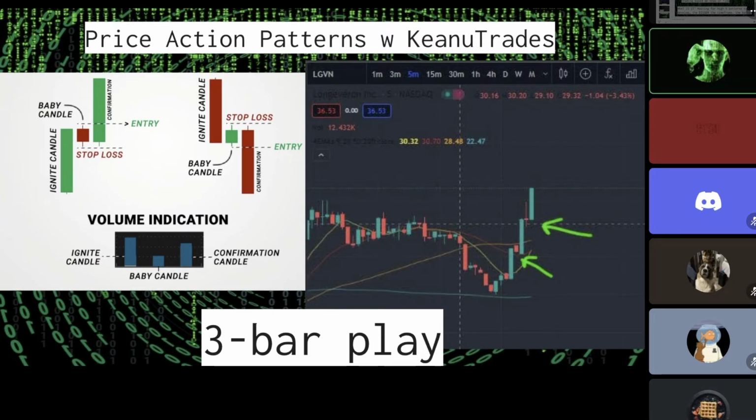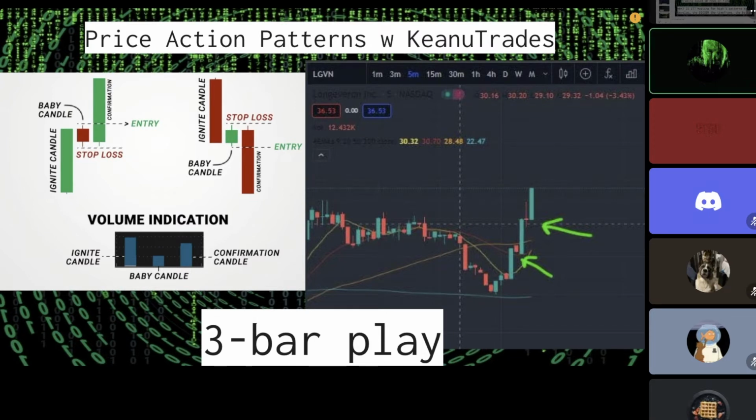And so one of the easiest patterns here: the 3-bar play. It's like, hey, when was the War of 1812? It was in 1812. The 3-bar play is obviously 3 bars. It can develop into 4 and 5, and that becomes more of a flag. But a lot of times there's this ignite candle, up or down. Then you have the baby candle, okay? And then you just have that breakout. And right when it breaks out above that decisive candle in the middle, you just get in.